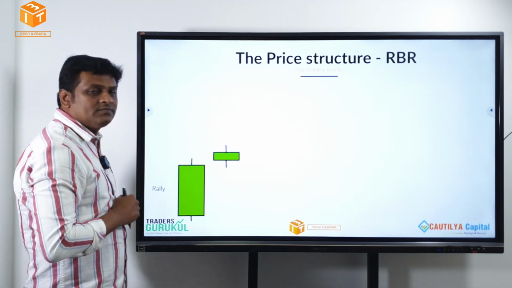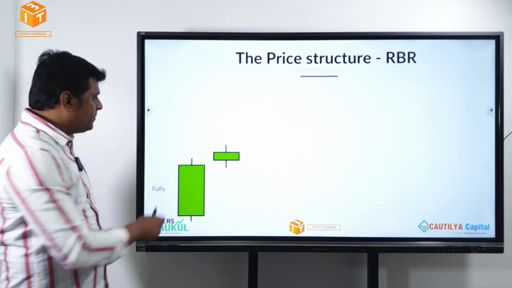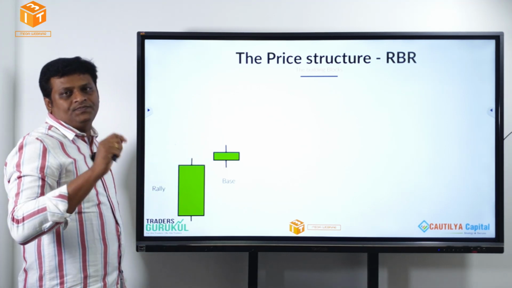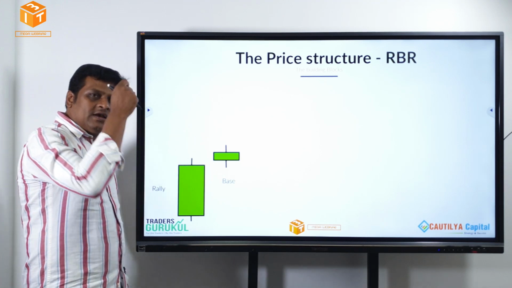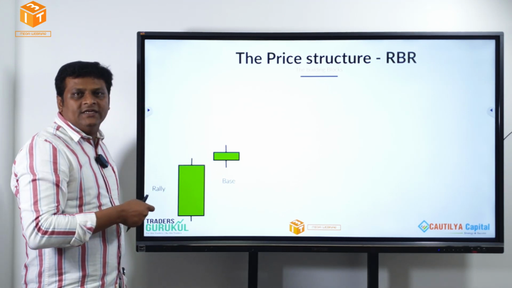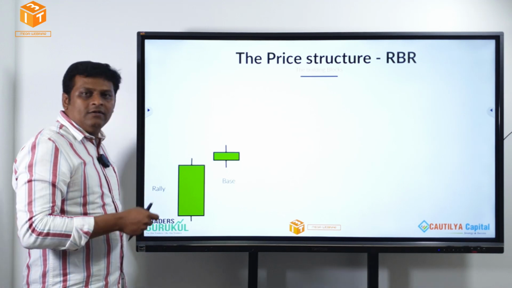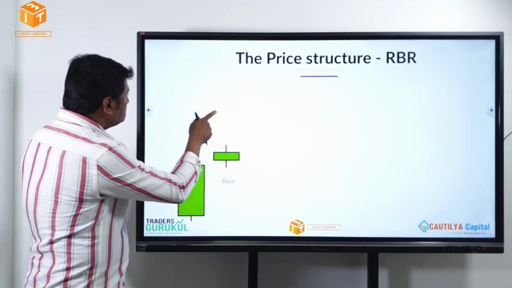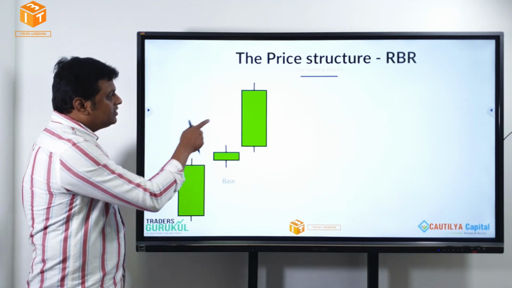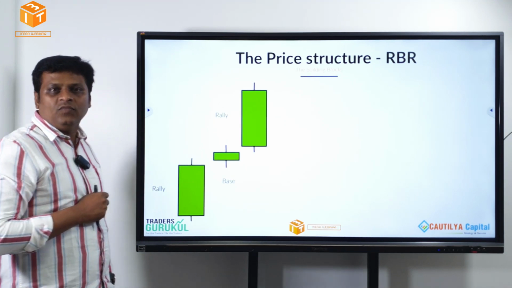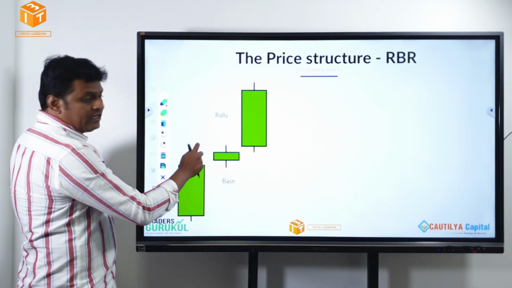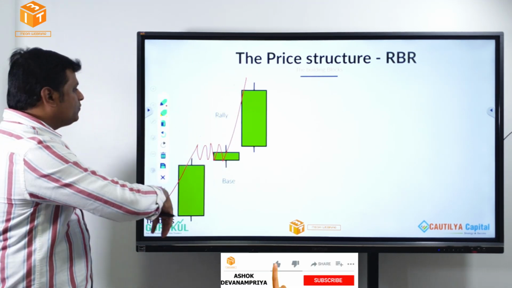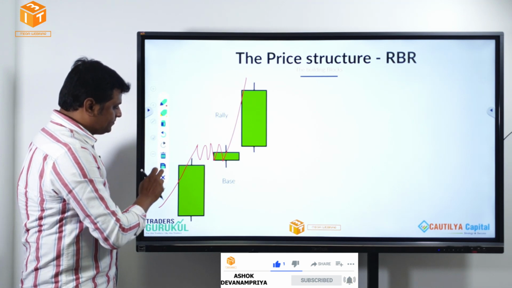Look at that. What is that? That is a base. Is the color of the base significant? No. It can be a red base, it can be a green base. Irrespective of what it is, it is still a base and it is still a confusion structure. The last structure is again a rally. What do you see now? There is a rally and there is a base and then there is another rally. This is what we call a continuation structure.